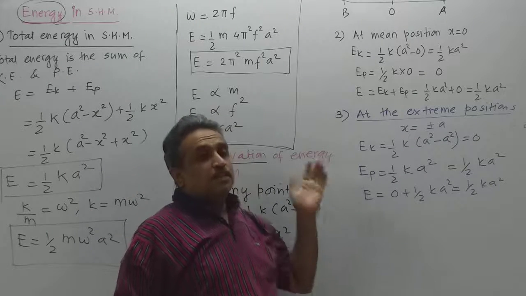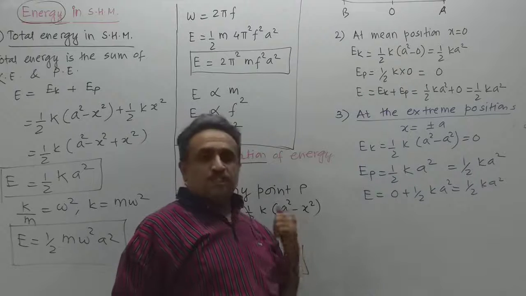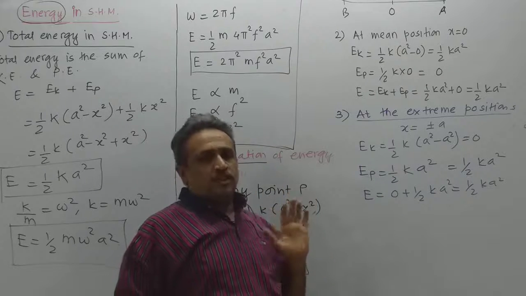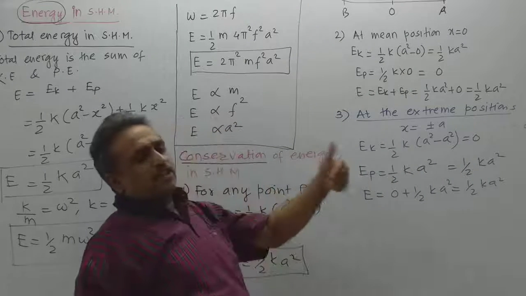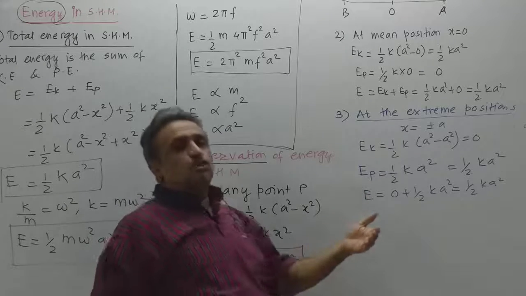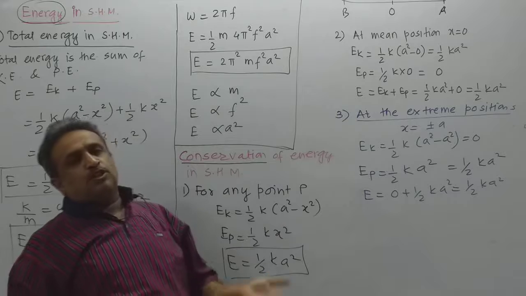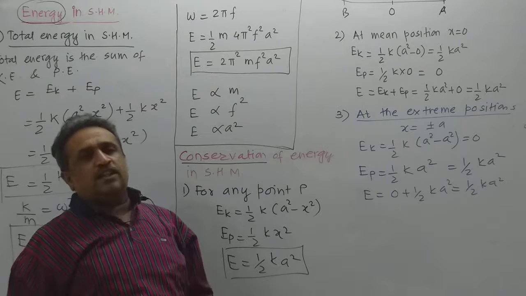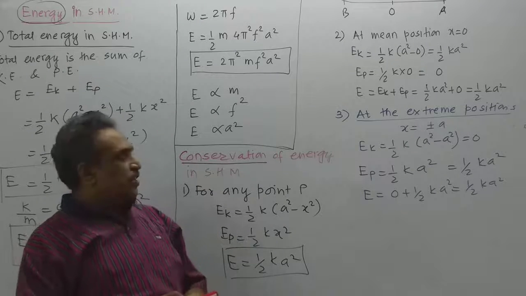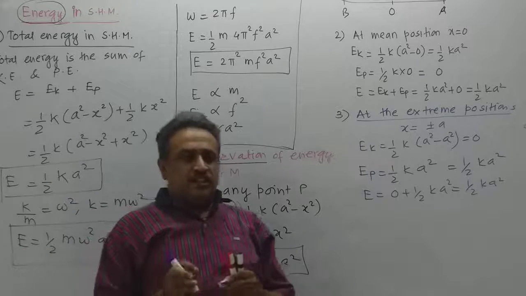At mean position it is completely kinetic and at the extreme position it is purely potential. When it moves from extreme position to mean position it loses potential energy and gains kinetic energy. When it moves from mean position to extreme position it loses kinetic energy and gains potential energy. This is what the conservation of energy is.